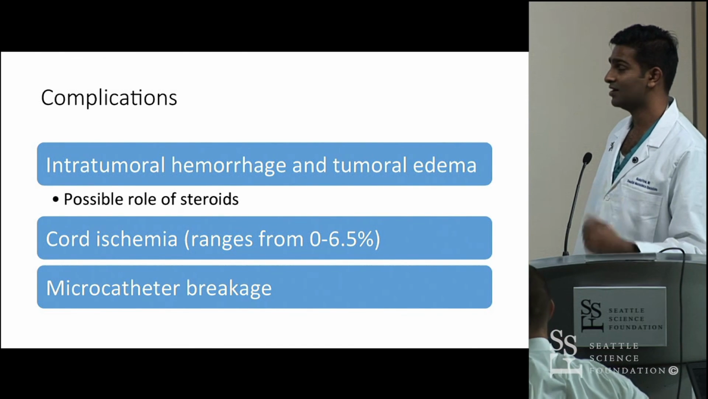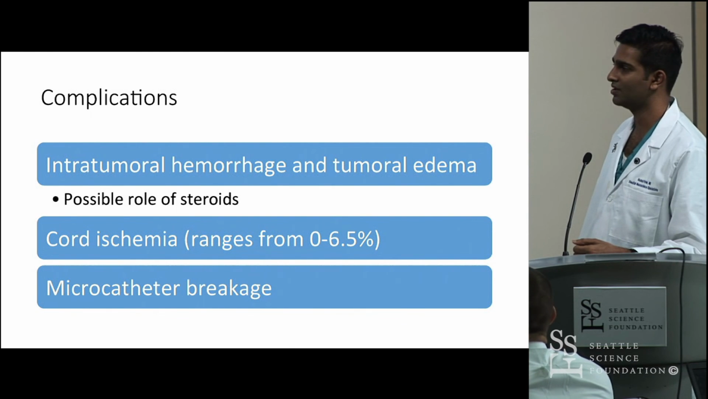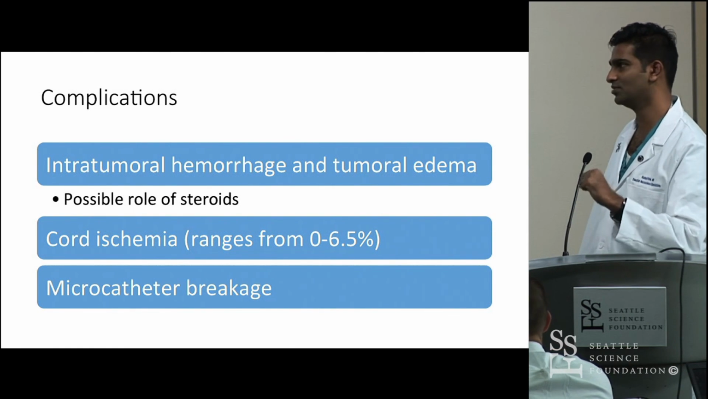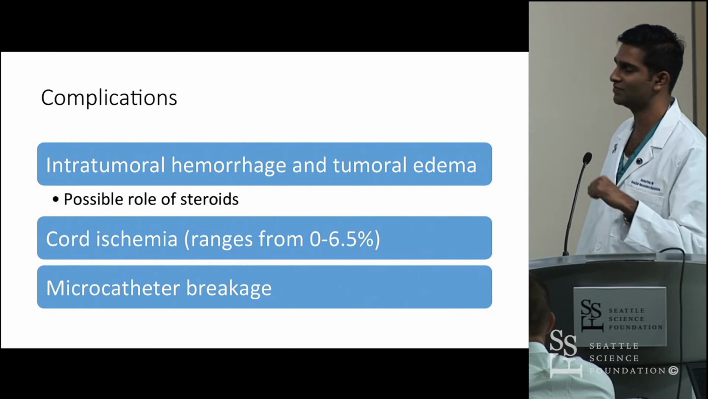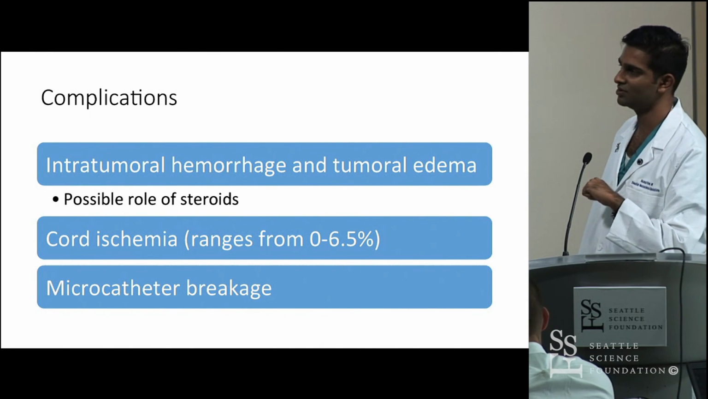And lastly, microcatheter breakage happens when you're using glue or some other agent. If the catheter gets stuck because the glue has glued the catheter in, you have to pull these things out, and you can leave pieces of catheter within the patient.